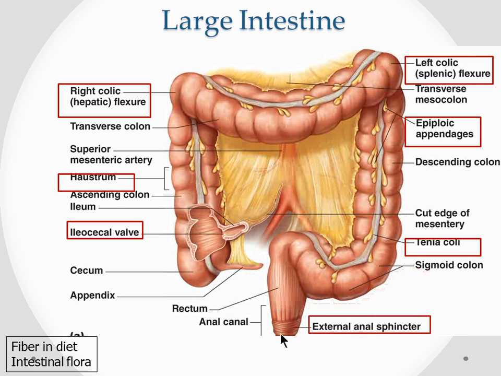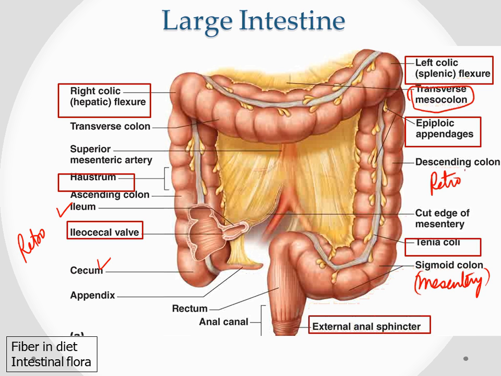Of these, the cecum, the ascending colon, these are retroperitoneal. The descending colon is also retroperitoneal. Whereas the transverse colon has a mesentery attached to it. And the sigmoid colon also has a mesentery, which is called sigmoid mesocolon. So they are completely covered by peritoneum.